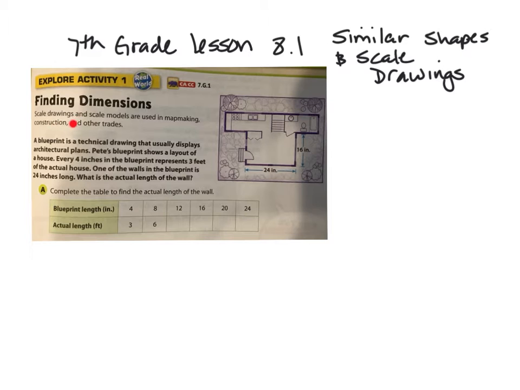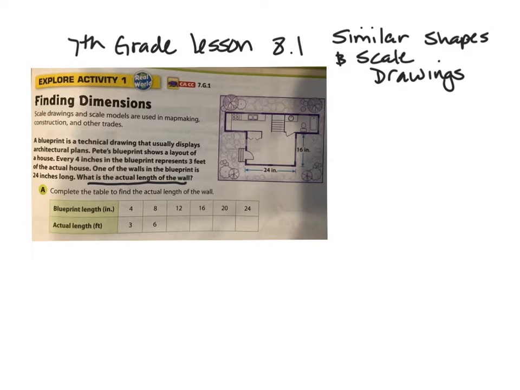They say, just like I mentioned before, scale drawings and scale models are used in map making, construction, and other trades. A blueprint is a technical drawing that usually displays architectural plans. Pete's blueprint shows a layout of a house. Every 4 inches in the blueprint represents 3 feet of the actual house. One of the walls in the blueprint is 24 inches long, and what is the actual length of the wall? And they give us a drawing here. So we want to know the actual length of the real wall.